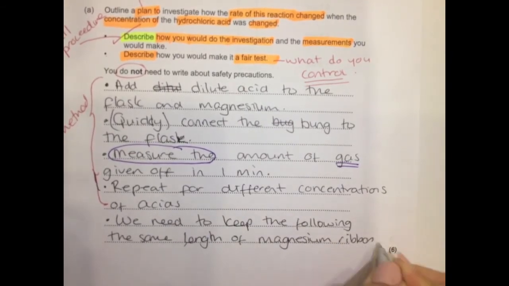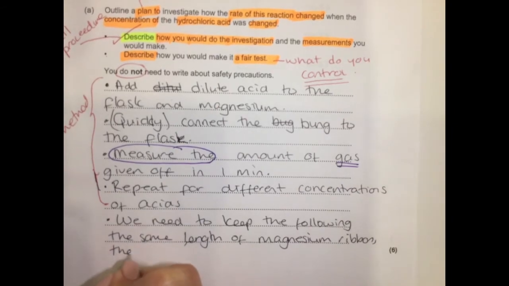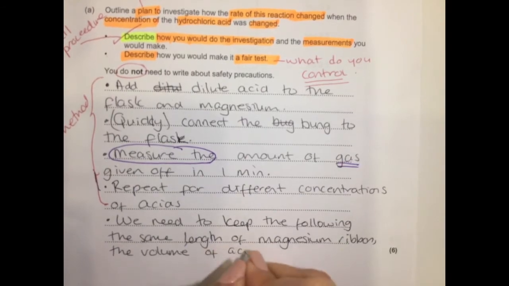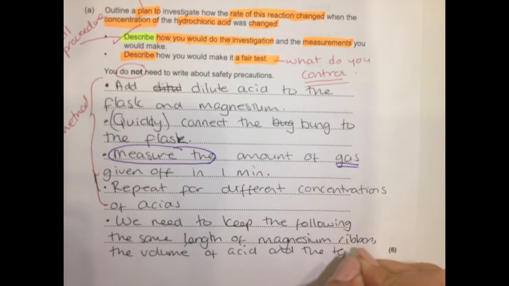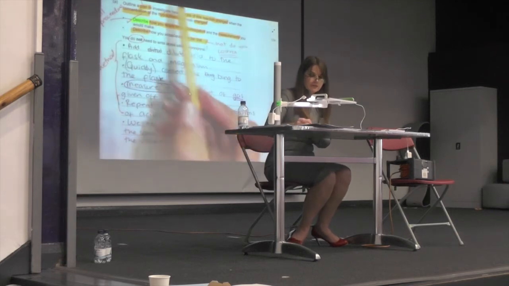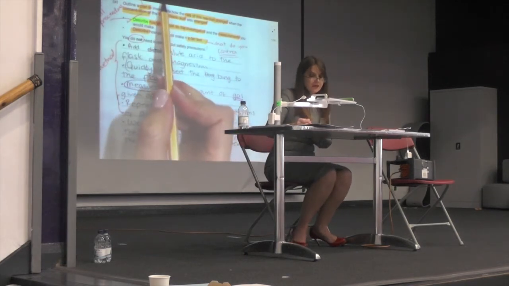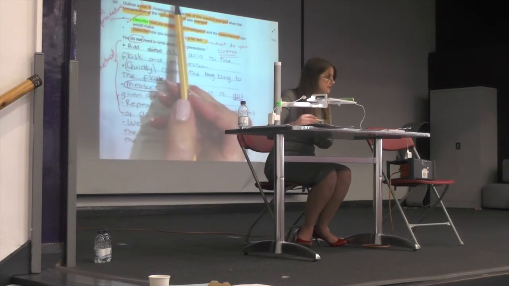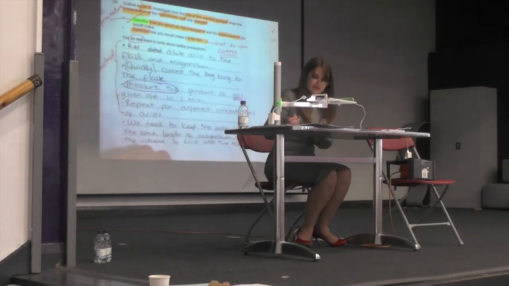That's one of our measurements: the volume of acid and the temperature. There will be other things. Maybe the size of the beaker, maybe the type of acid. You could get marks for that as well, that sort of thing.